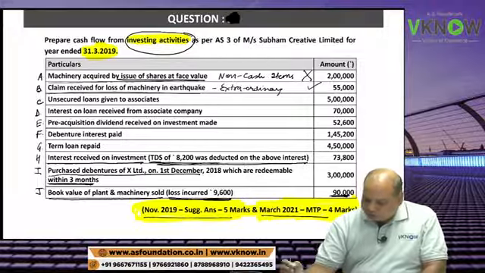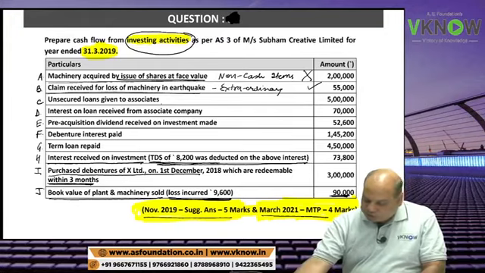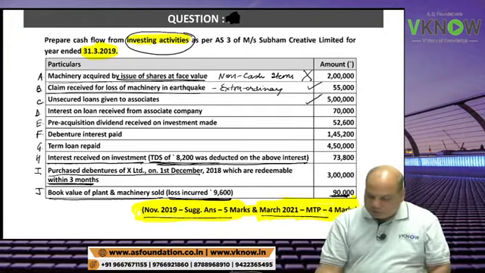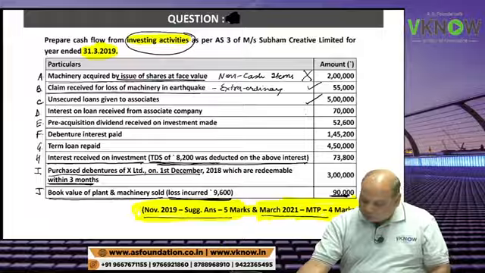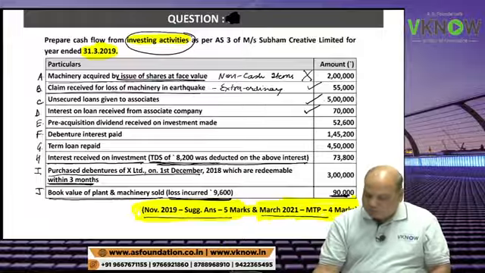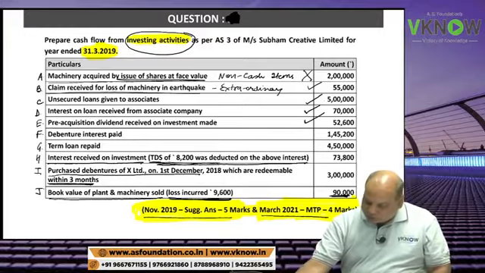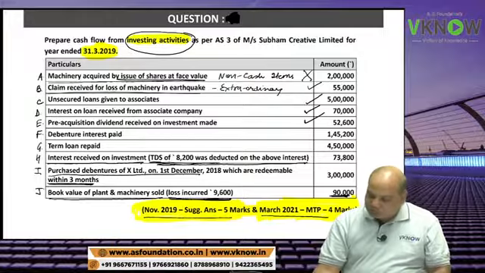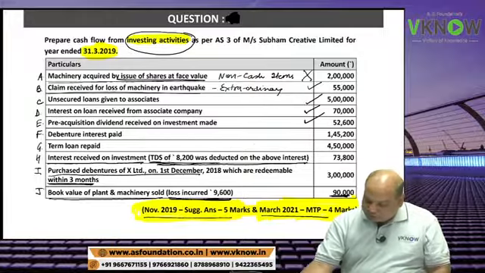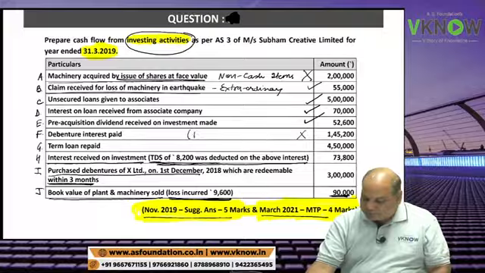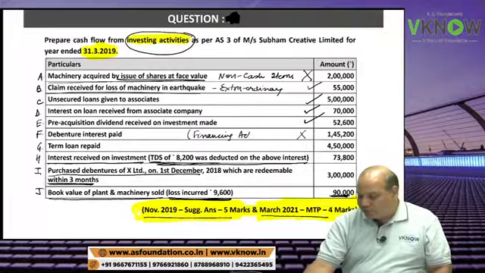This will come in extraordinary item. Unsecured loan given to associate: yes, this will come. Interest on loan received: yes. Pre-acquisition dividend received will come in the cash flow statement. Debenture interest paid will not come. This will be shown in financing activity.